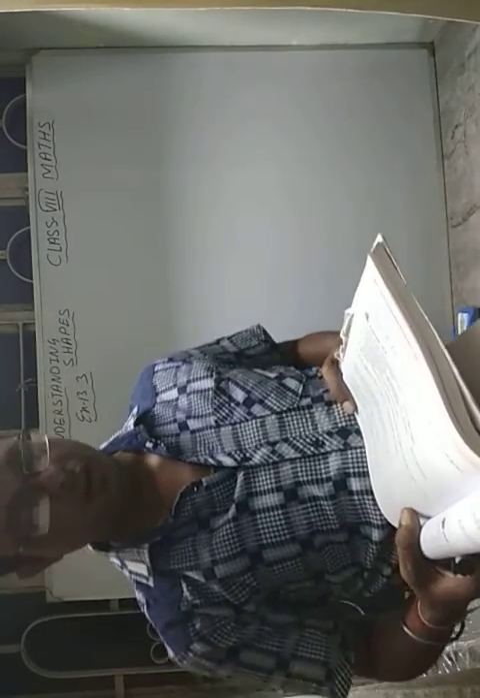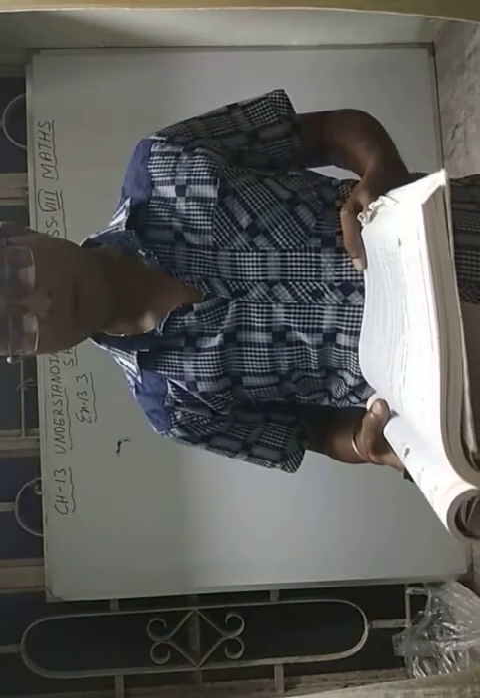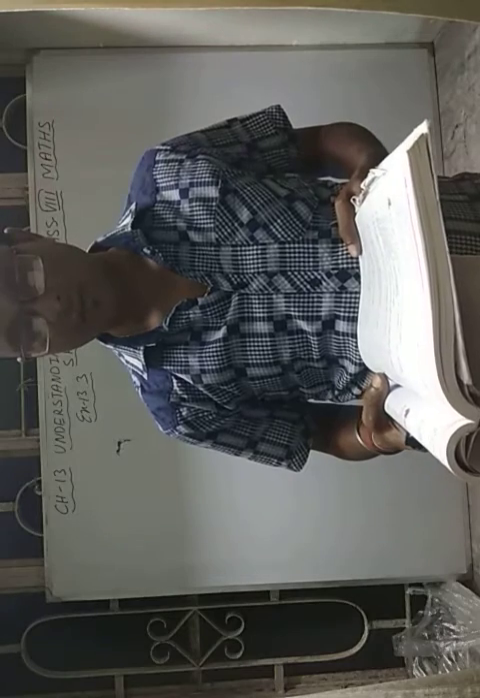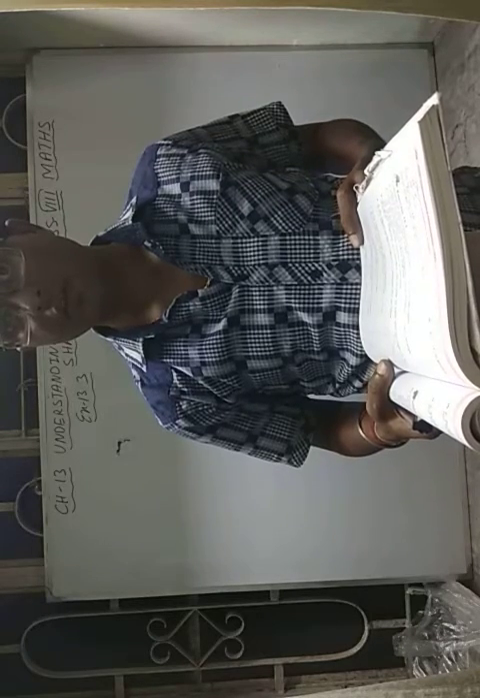Question number 4. One of the diagonals of a rhombus and its sides are equal. Find the angles of the rhombus. What is said? One of the diagonals of a rhombus and its sides are equal. Means how is the figure? I must draw the figure on the board. That will make you understand easily.